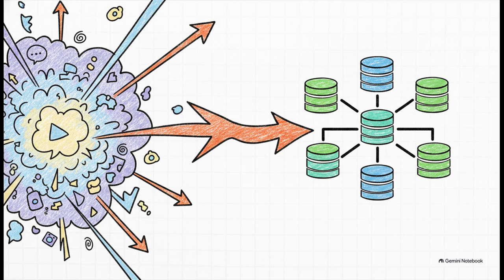Think about the explosion of social media. Platforms like Facebook and Twitter process petabytes of unstructured and semi-structured data every single day. Traditional systems can get completely overwhelmed by this.